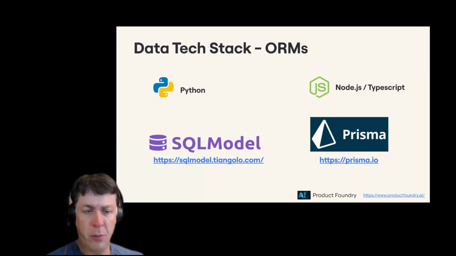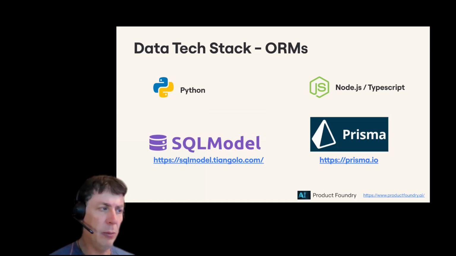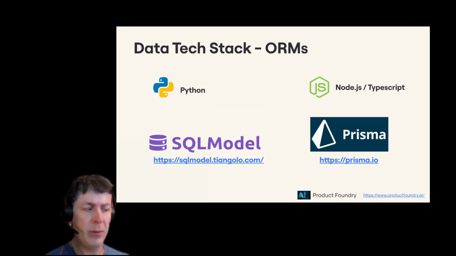In terms of the object relational maps available in Python, the best of breed is SQLModel. In TypeScript and Node.js, it's Prisma. We'll be looking at some work that was done in Prisma. We won't be going into the full details on this video, but you'll see the results that can be achieved.